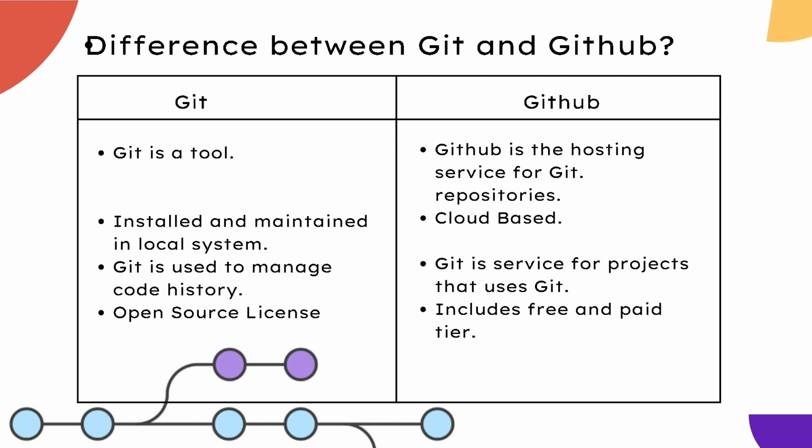You can see Git is used to manage code history, and GitHub is a service for projects that use Git. Git is open source, whereas GitHub, which is a hosting service, includes free and paid tiers for large-scale projects, I can say.